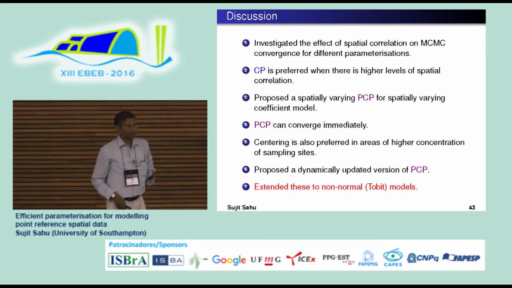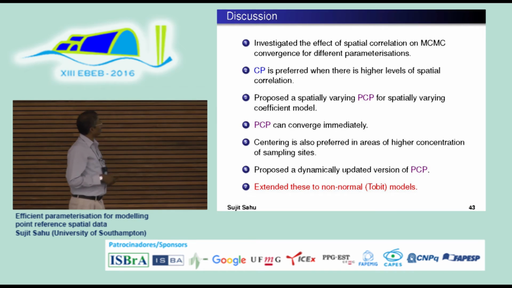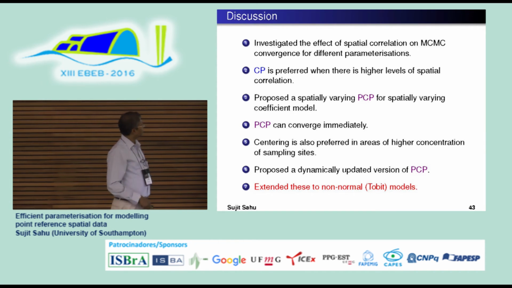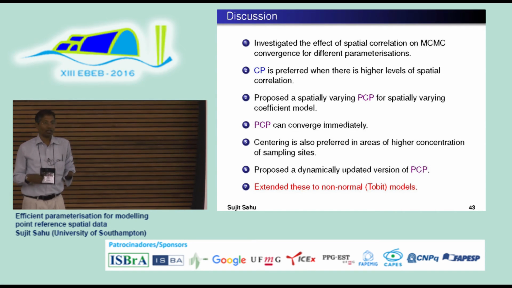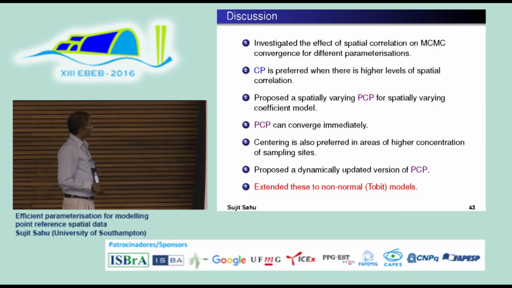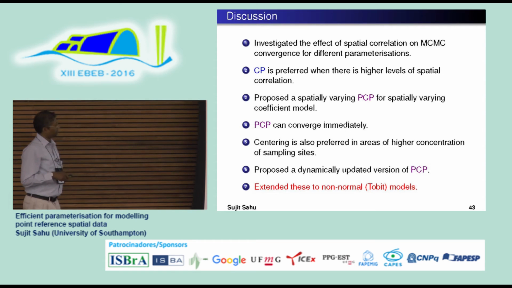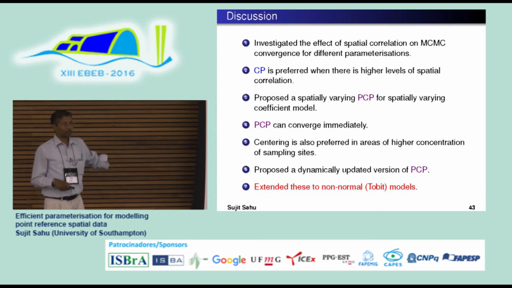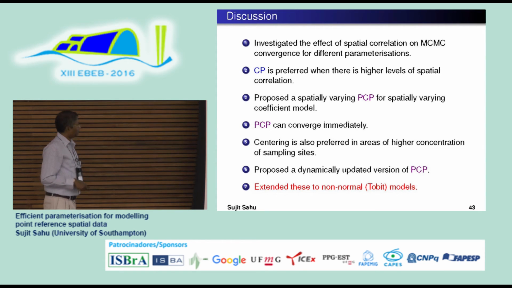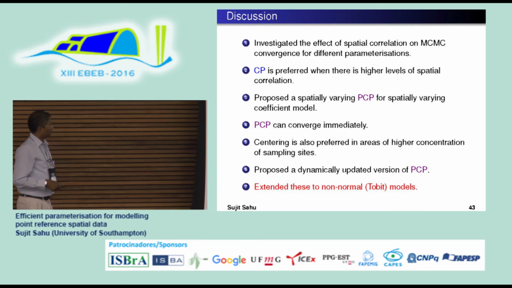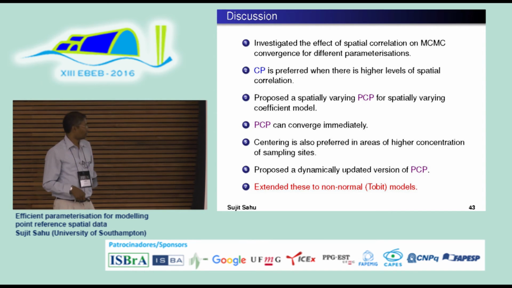So that brings us to the discussion. Just one slide. We investigated the effect of spatial correlation on MCMC convergence for different parameterizations. CP is preferred when there are higher levels of spatial correlation or higher signal to noise ratio. I had lots of examples and cartoons and pictures. We proposed spatially varying PCP for spatially varying coefficient models, for these normal hierarchical models, and we've seen the effect of that. PCP can converge immediately as we have shown. Centering is also preferred in areas of higher concentration of sampling size. We have seen that.